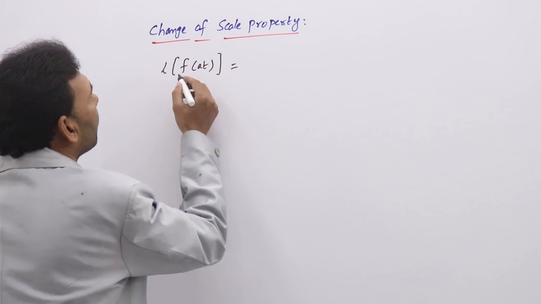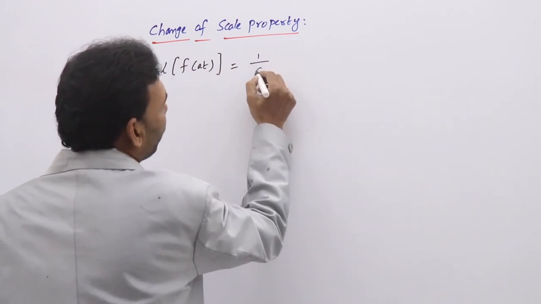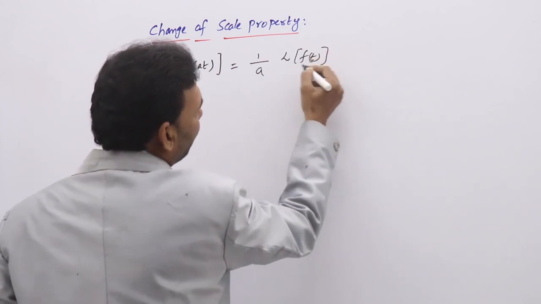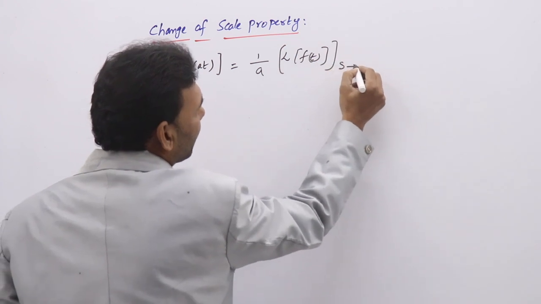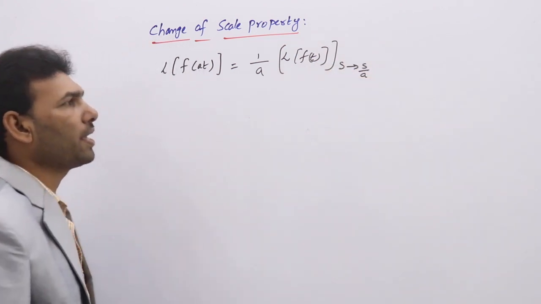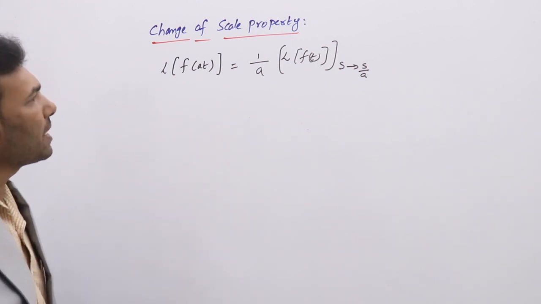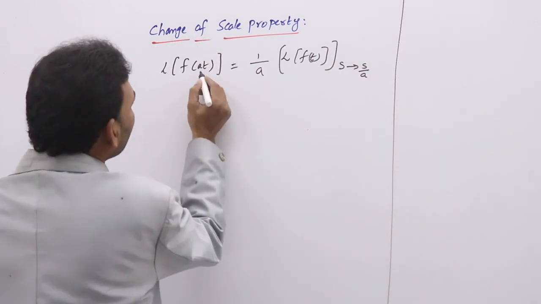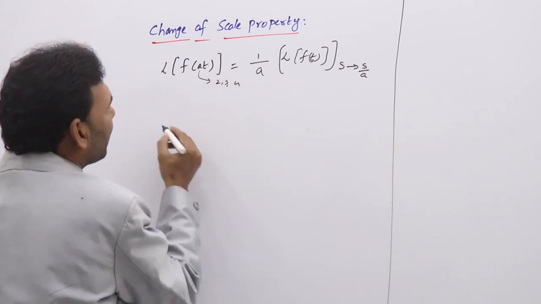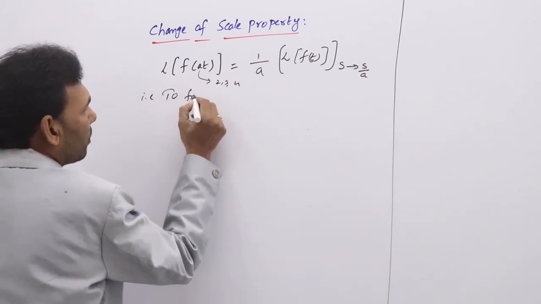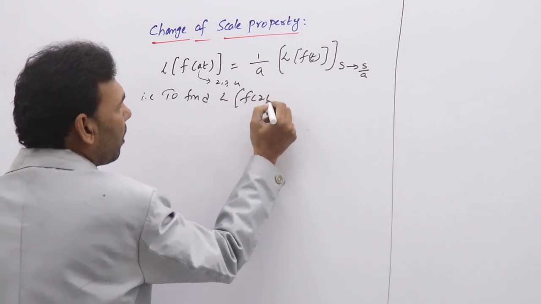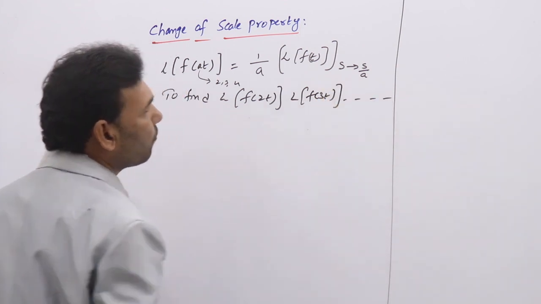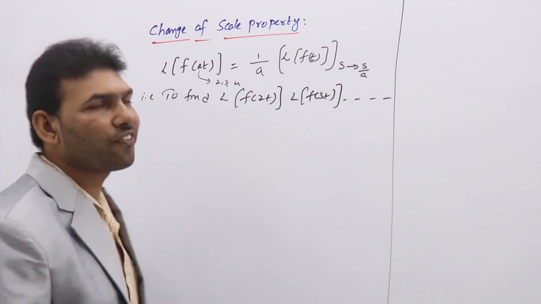To find L of f of at, where a may be 1, 2, 3, 4, 5, 6, write 1 by a as coefficient and find out L of f of t. In L of f of t, replace s by s by a. Generally here a may be 2, 3, 4. That is, to evaluate L of f of 2t, L of f of 3t, L of f of 4t, we use this.